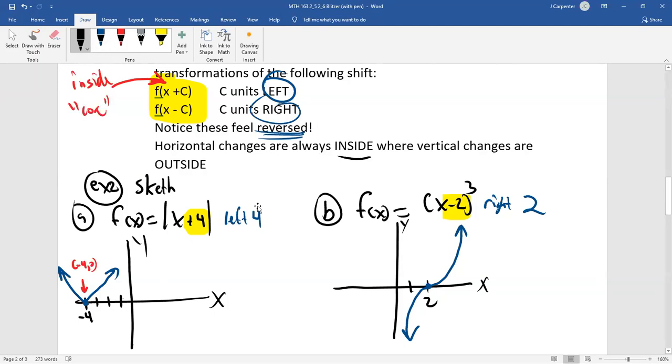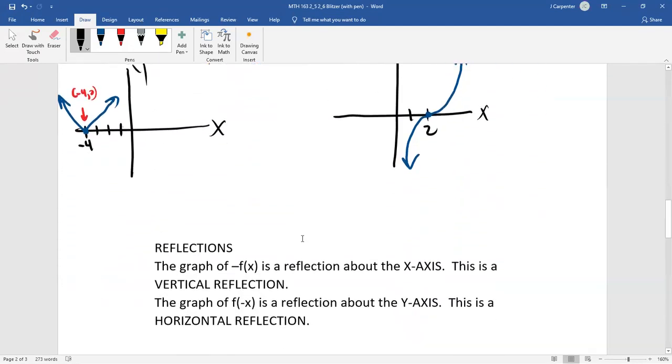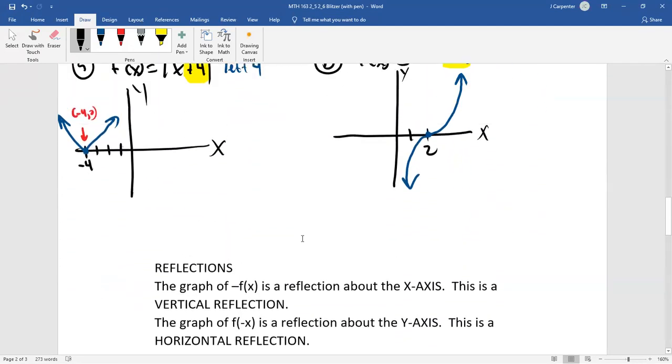All right, we got a couple minutes left. We won't do any more examples, but we will go ahead and lay out the reflection ideas.